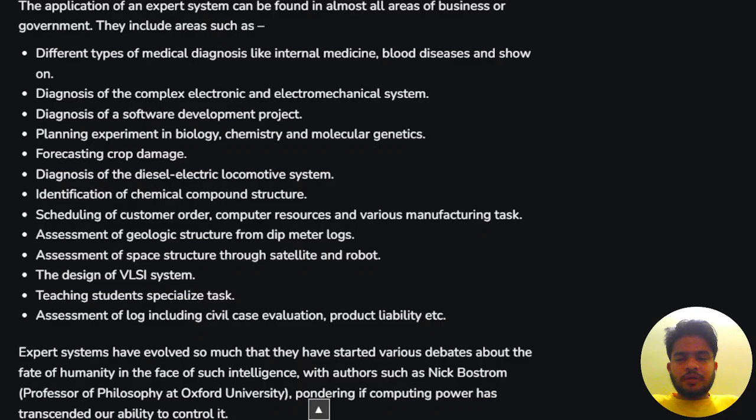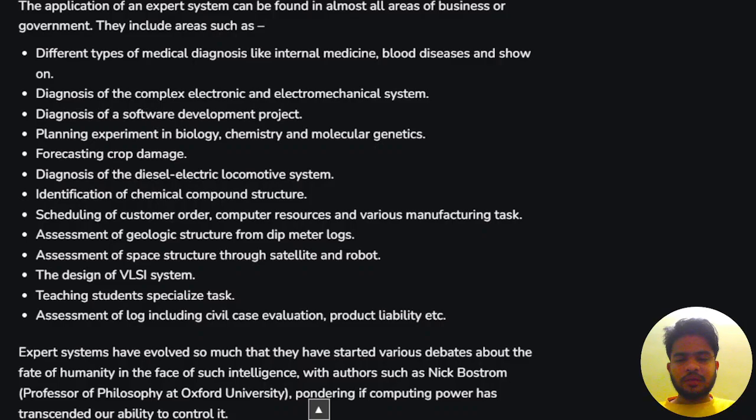Scheduling customer orders, computer resources, and various manufacturing tasks. Assessment of geologic structure of deep rocks. Assessment of space structure through satellite and robot. The design of VLSI systems. Teaching students specialized tasks. Assessment of legal cases. Evaluation of product liability, etc.